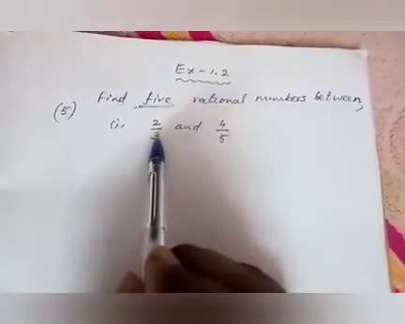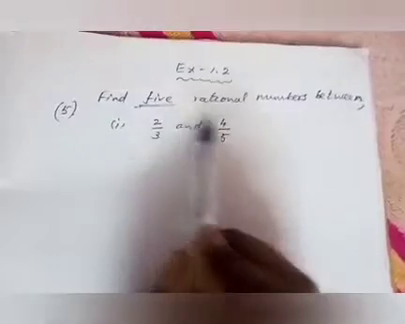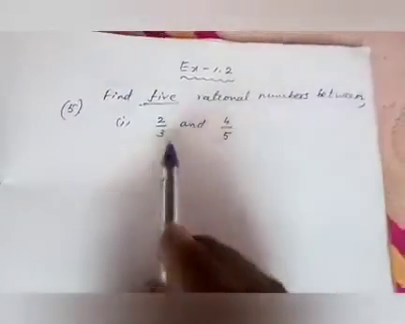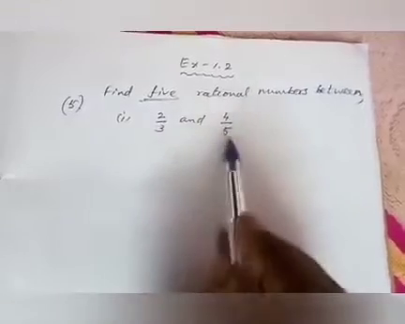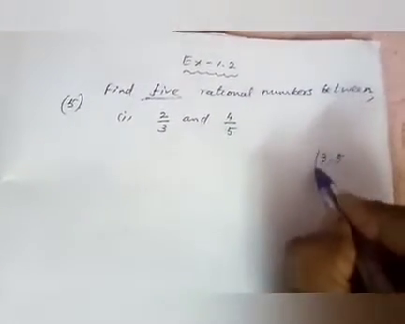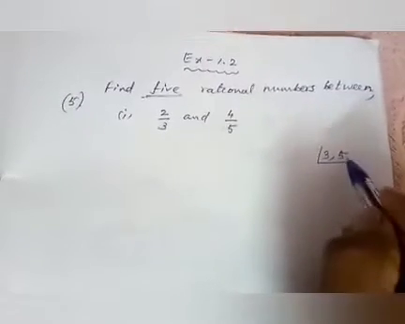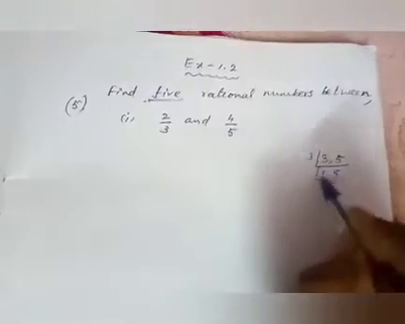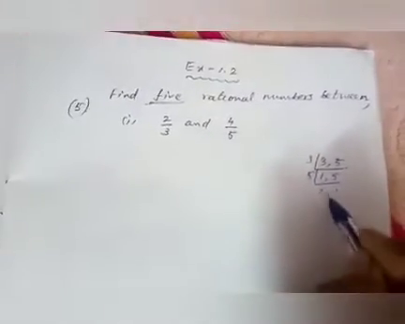First we convert 2 by 3 and 4 by 5 to rational numbers with the same denominator. The denominators are 3 and 5, so first we take the LCM of 3 and 5. What is the LCM? 3 and 5 have no common factor. So 3, 1 is 3, 5, 5, 1, 1.